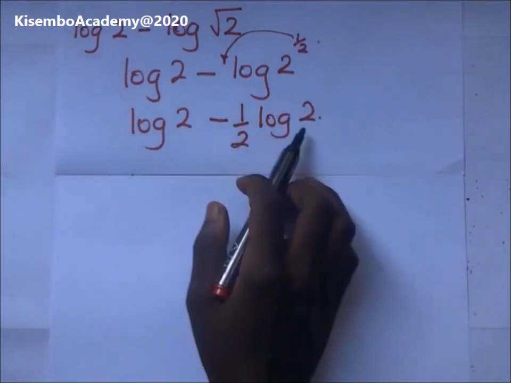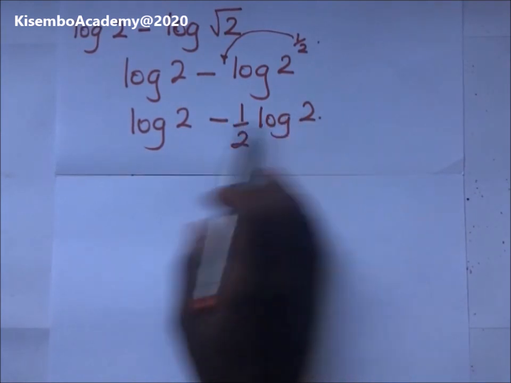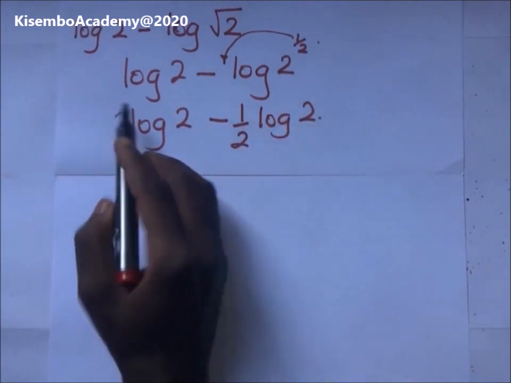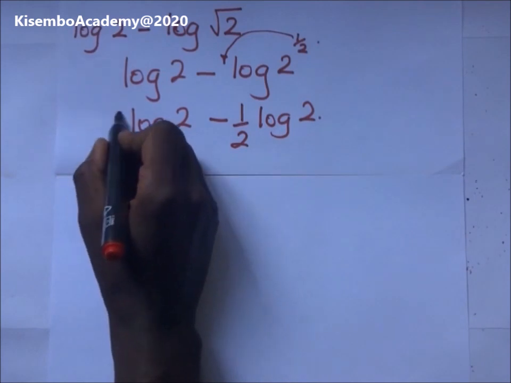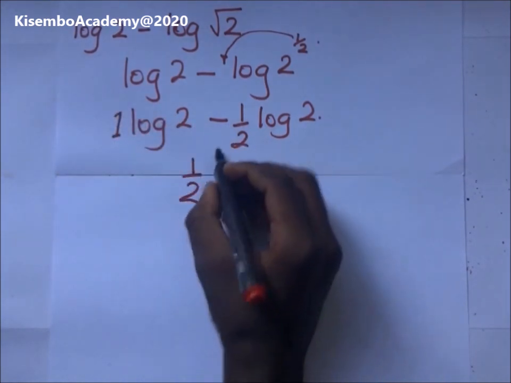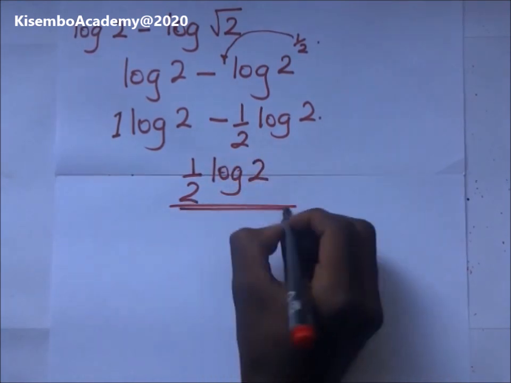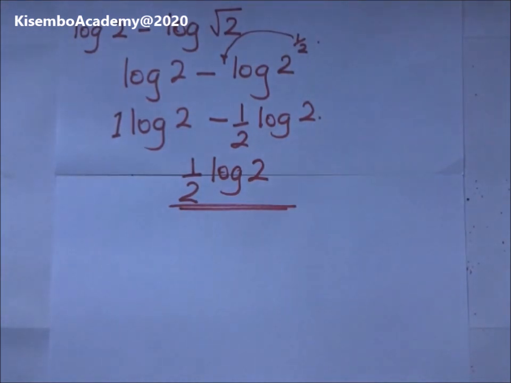Now log of 2 minus a half log 2, it's like saying x minus a half x, and of course here the coefficient of this log is 1. So 1 minus a half will give you a half times the logarithm of 2 as the answer. It gives us the same answer as we got in the first method.